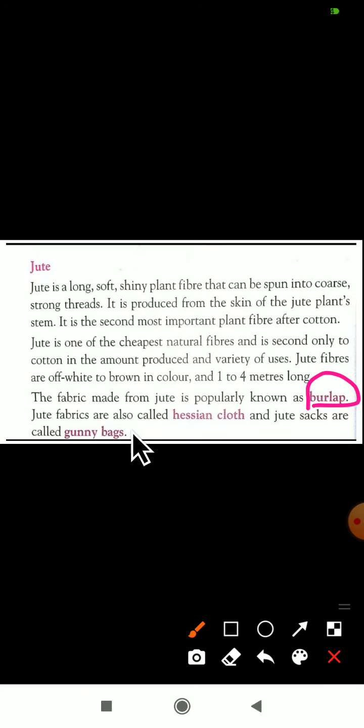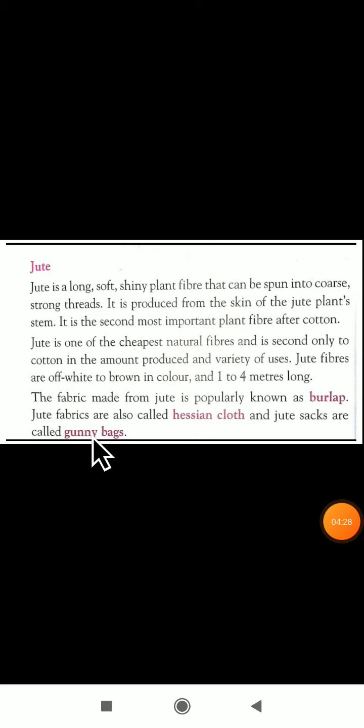Jute fabrics are also called Hessian cloth. Whatever fabrics are prepared from jute, we also call Hessian cloth. And jute sacks are also called gunny bags. If we want to store grains and other things, we use gunny bags. I hope you have seen gunny bags. For storage purposes we use gunny bags, so jute sacks are called gunny sacks.